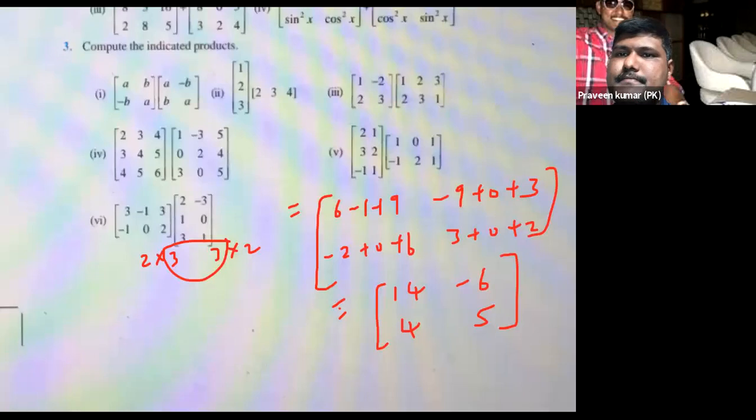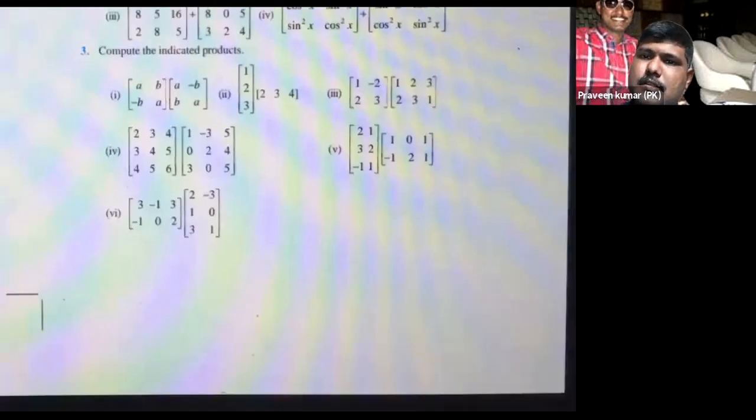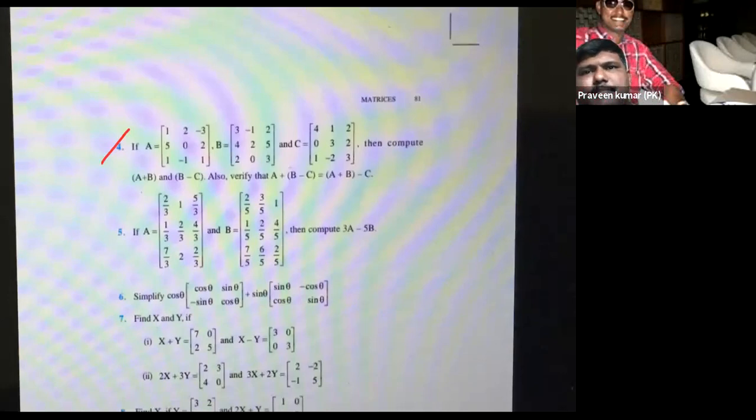Can I move to the next question? Yes. Fourth Roman. A given, B given, C given: find A plus B and B minus C. And also verify that A plus B minus C is equal to A plus B minus C. Okay. Today, addition, multiplication and subtraction are the only concepts.